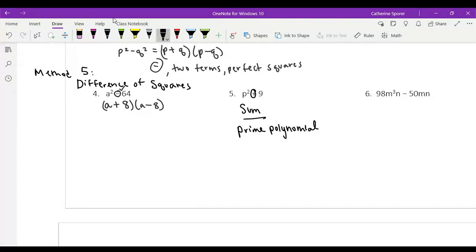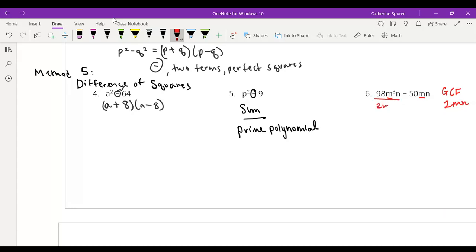Okay, problem 6, 98m to the third n minus 50mn. Right now those are not perfect squares. However, we can take out a GCF before we start with the difference of squares factoring. So in this case, the GCF that divides into both the numbers would be 2. And we can also divide out an m from both terms because they share 1 power of m, and we can divide out an n.